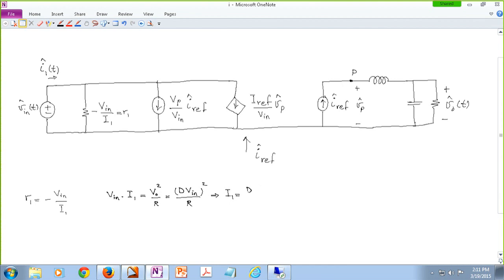D squared. Vn squared, just Vn over R, or Vn over I1 is R over D squared.